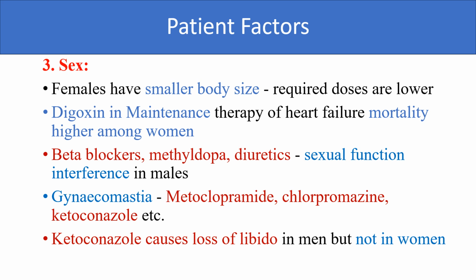Sex or gender. Females have smaller body size, so they require lower doses. Digoxin in maintenance therapy of heart failure has higher mortality in women. Beta blockers, methyldopa and diuretics can cause sexual dysfunction in males. Gynecomastia can occur in males due to metoclopramide, chlorpromazine and ketoconazole. Ketoconazole causes loss of libido in males but not in females.